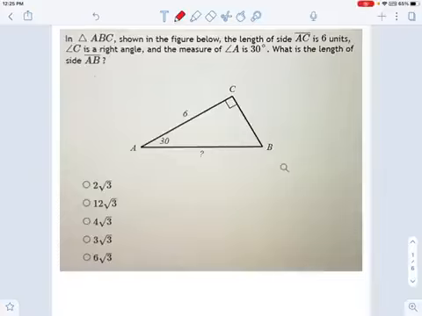This is a right triangle, and we're given some angles inside the right triangle, which means we're going to be using SOHCAHTOA. Pythagorean's theorem is great when you're just talking about the sides, but when you're talking about the angles, you need SOHCAHTOA. And I want to remind you what SOHCAHTOA stands for.